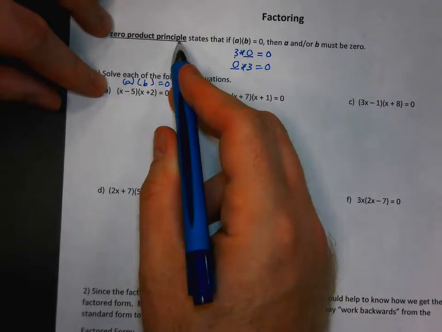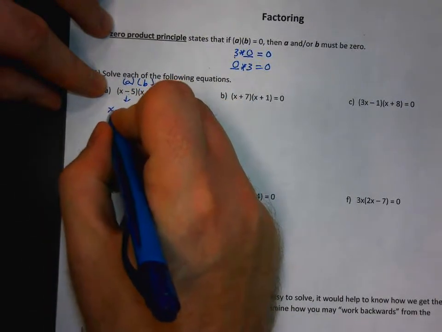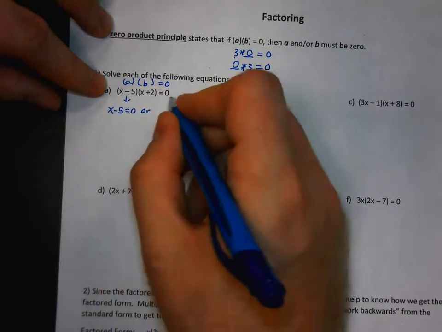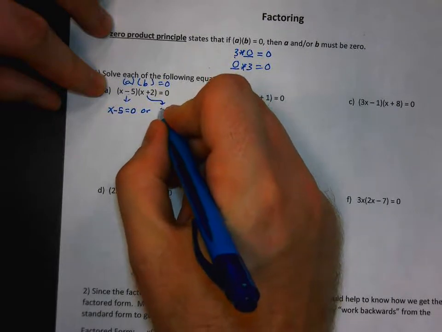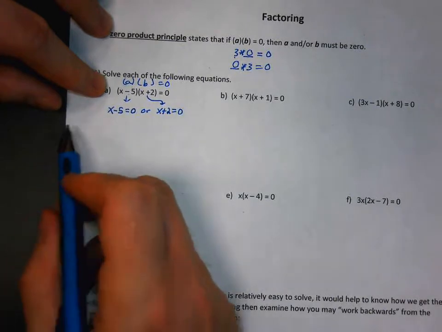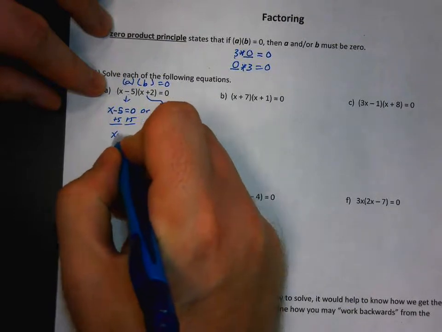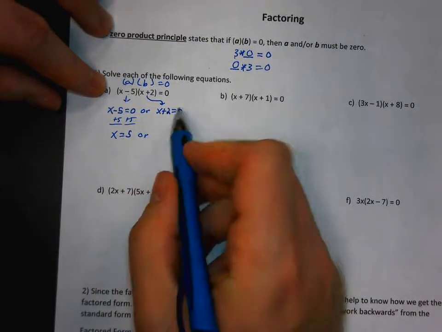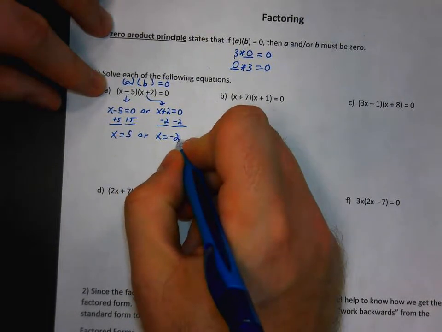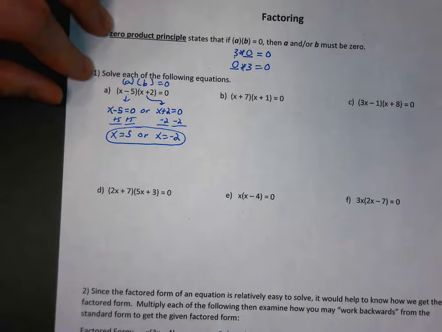The zero product principle is the same idea, except now we're saying that the factor x minus 5 could have been equal to 0, or the factor x plus 2 could have been equal to 0. Well, what minus 5 gives you 0? Here you can add 5 to each side to get x equals 5. On the other one, if we subtract 2, we get x equals negative 2. So there's our solution: x equals 5 or x equals negative 2.